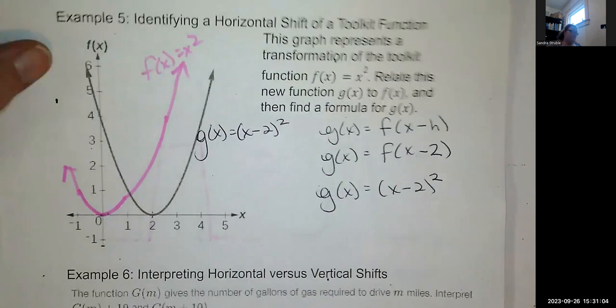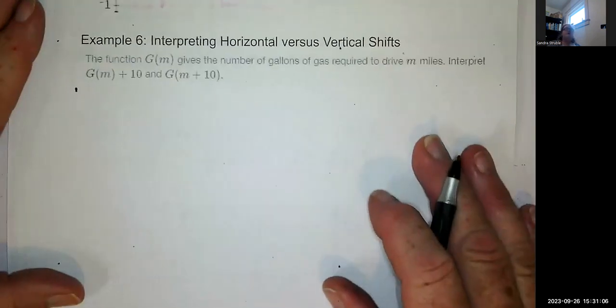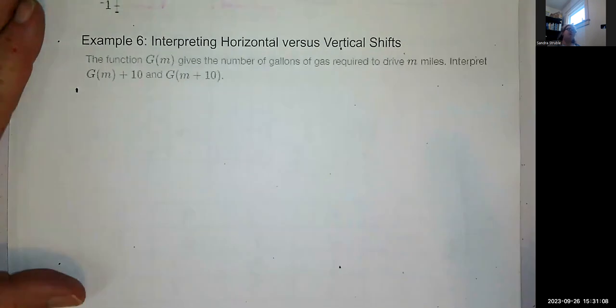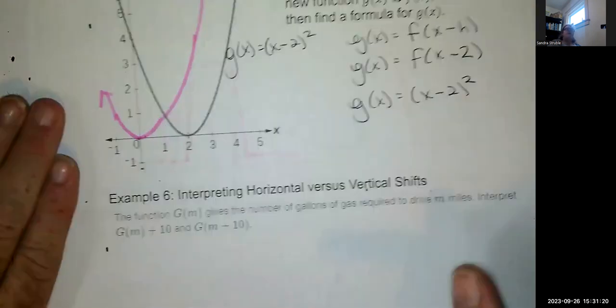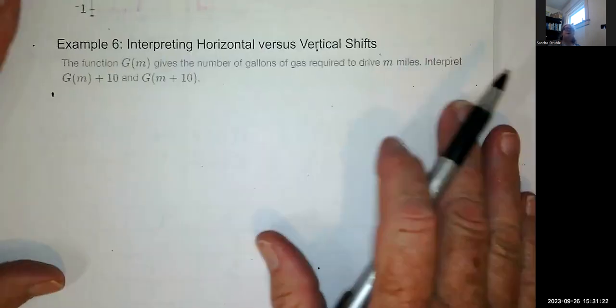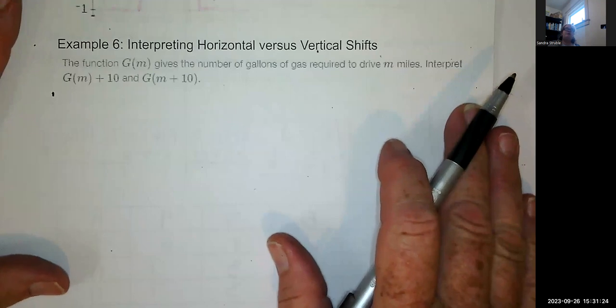All right. Interpreting horizontal versus vertical shift. So we're going to compare two different things here. We're given a function g of m that gives the number of gallons of gas required to drive m miles. So everything that I've told you is going to be covered on the exam. This part is not going to necessarily be covered on the exam. It will be in your homework.